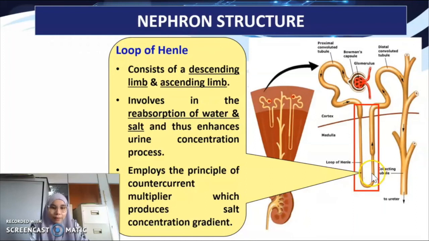The loop of Henle. Loop of Henle consists of descending limb and ascending limb. They are involved in the reabsorption of water and salt, thus enhancing the urine concentration process. They employ the principle of counter-current multiplier, which produces a salt concentration gradient. So the descending limb is only permeable to water, while the ascending limb is only permeable to salt.